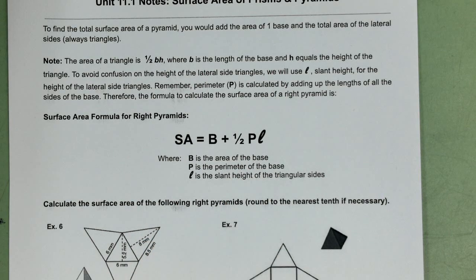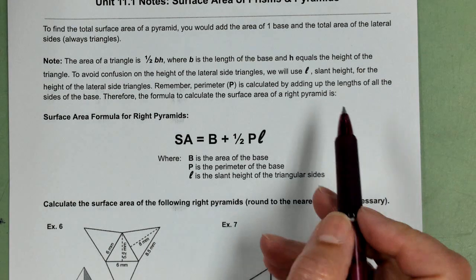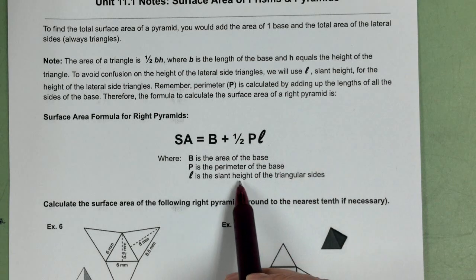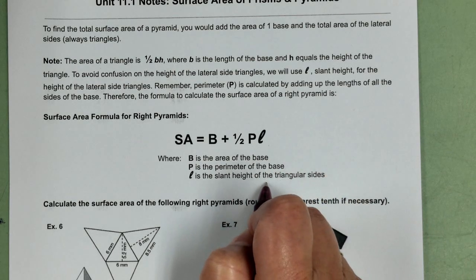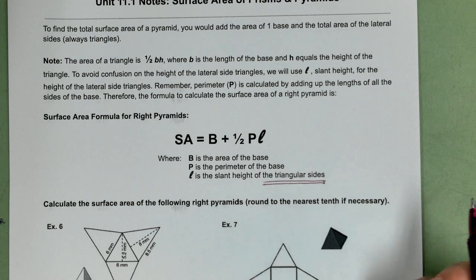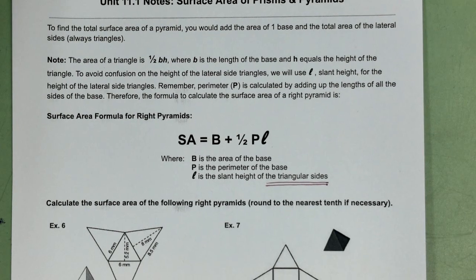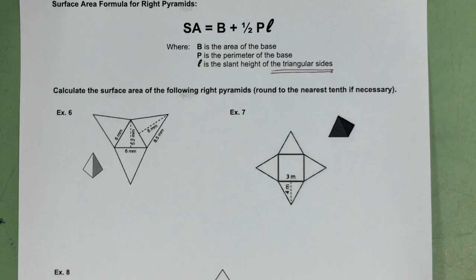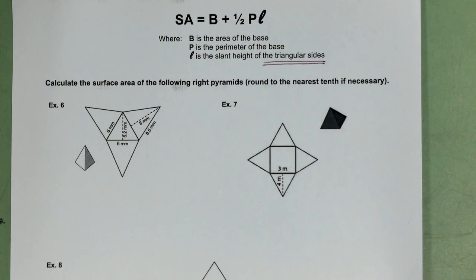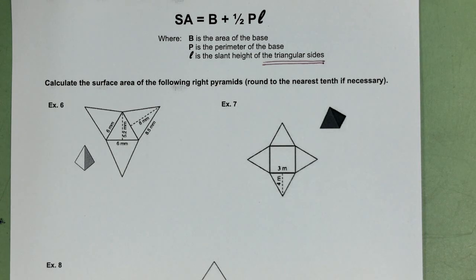Now, with a pyramid, we have also the height going up the side of the pyramid. Okay? And that's going to be called the slant height. This is the slant height. It is on the triangular sides. Okay, so to make sure we don't get that confused, we're going to use cursive lowercase l. All right, and for this, I'm going to go just straight into the formula instead of adding up the individual sides. So let's look at example 6.